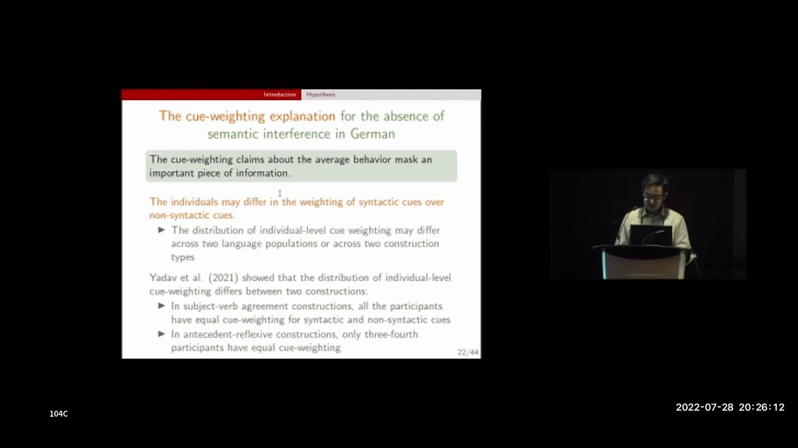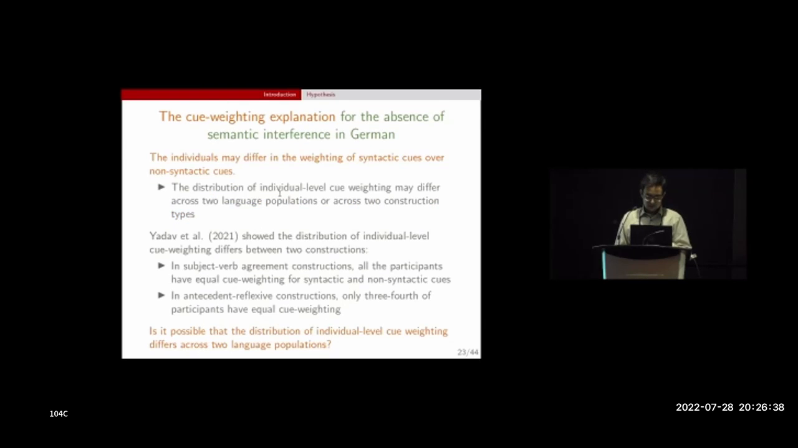And it has been demonstrated in one of our previous works that the distribution of individual-level Q weighting can differ between two constructions. For example, in subject-verb agreement constructions, all the participants have equal Q weighting for syntactic and non-syntactic cues, while in reflexive constructions, only three-quarters of participants have equal Q weighting. So now the question arises: is it possible that the distribution of individual-level Q weighting differs across two language populations? And is that the reason we see these differences in English and German?